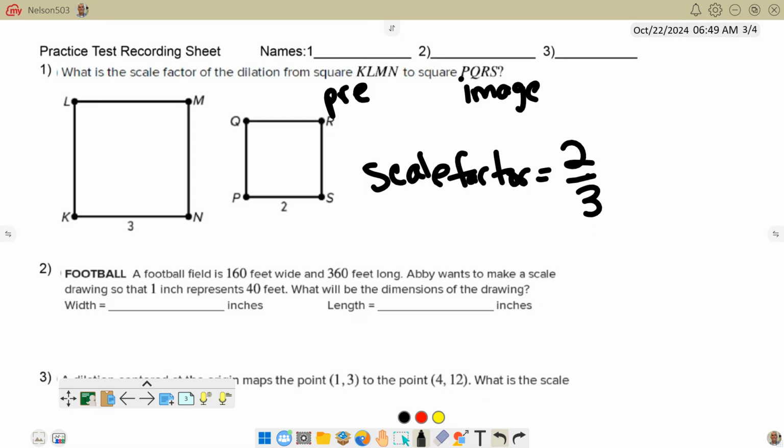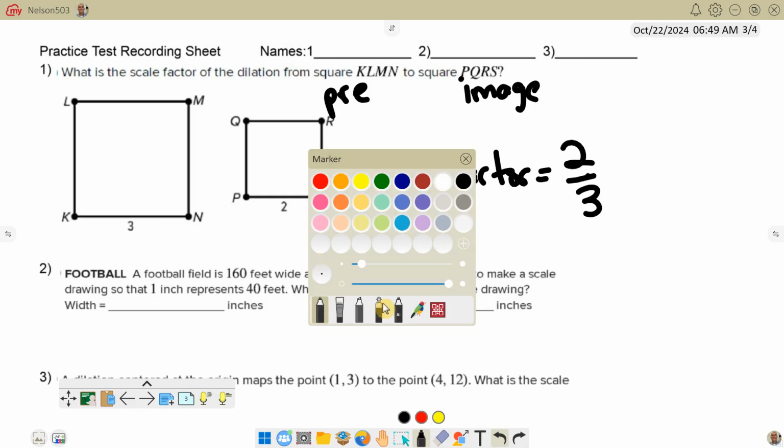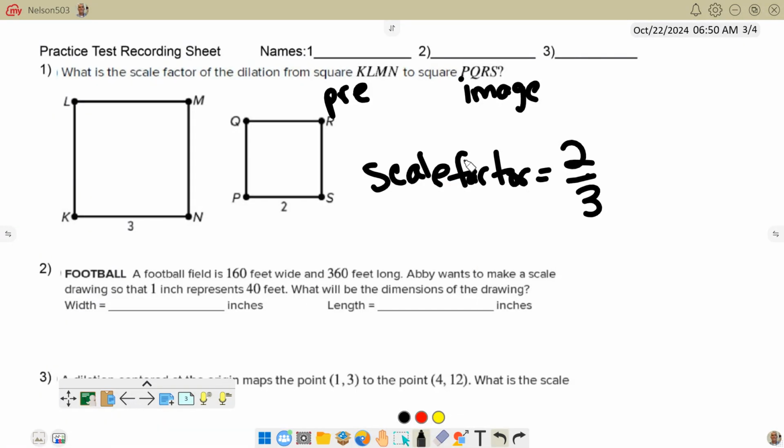The next one, the football field one, it's a little tricky. What you want to do is kind of think about it, in my opinion, in corresponding parts. Like if the width of the field is 160 feet, and we want to know how big the drawing is going to be in inches. Well, what are they telling us over here? That 40 feet is corresponding to 1 inch, right? So 40 feet equals 1 inch.